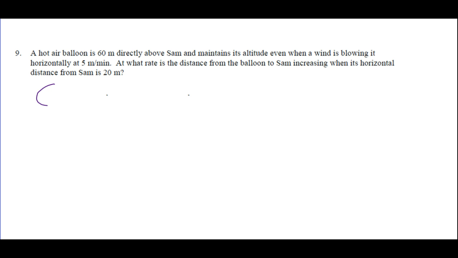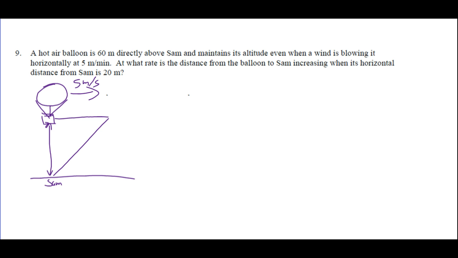So let's draw a picture. There's the balloon, and there's Sam. And the balloon is going to move this way at 5 meters per second. And at some point, we're going to have this situation. So this will be 60. We'll call this distance x. And I was going to call this d for the distance, but we'll call it z, because if I use d, then we get dd by dt. And it's better to have dz by dt. I think it's less confusing.